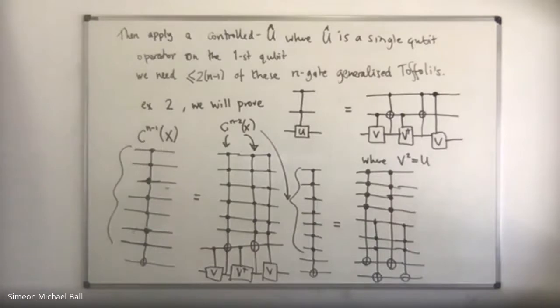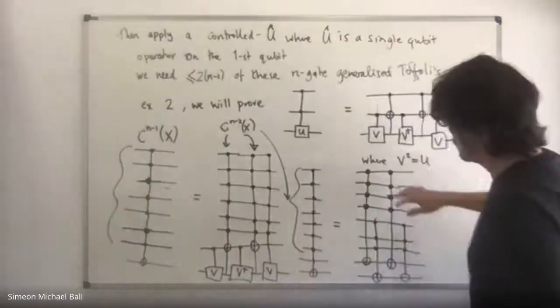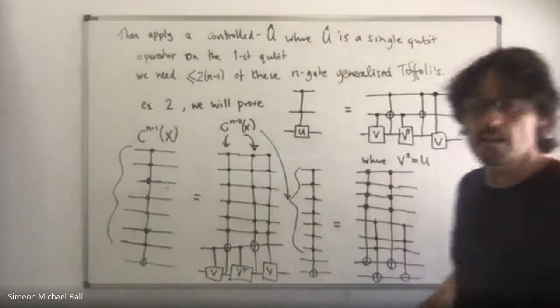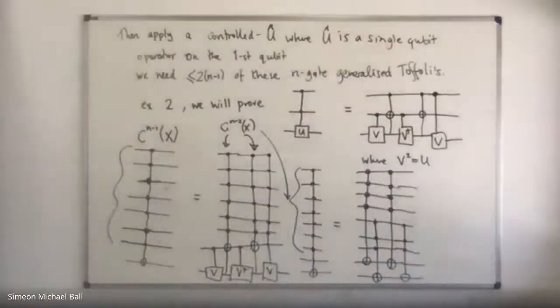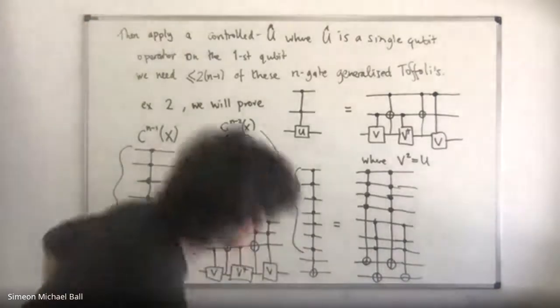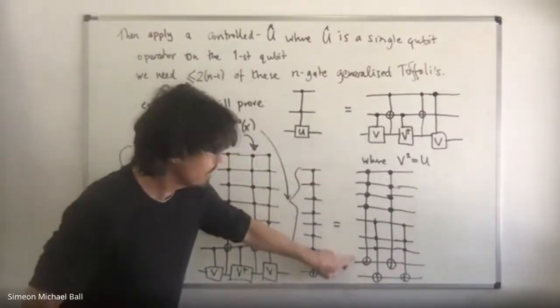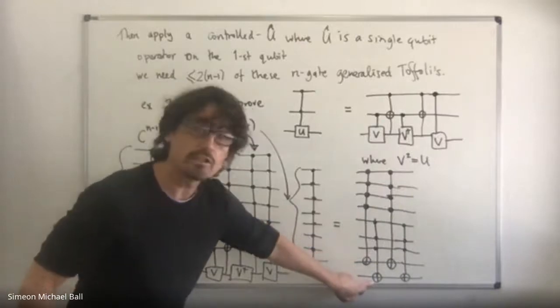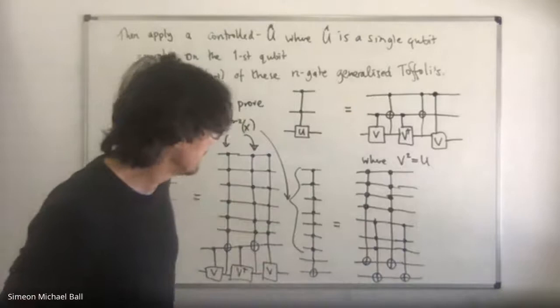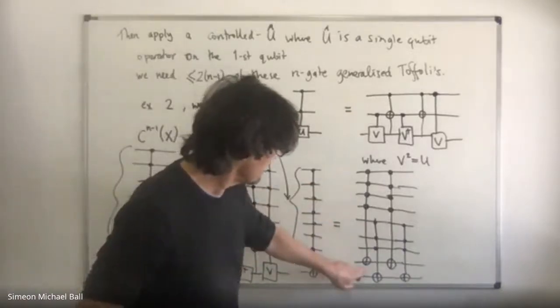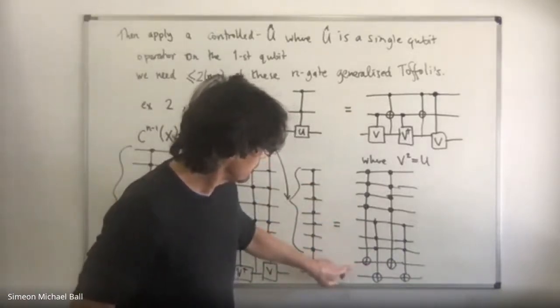And to prove that this works, you imagine first that everything is set. I think that's right. So imagine everything is set. What we're hoping is that if all of them are set, these n minus 2 are set, then this last qubit will get flipped. Okay, so that's the plan. If everything is set, then this one will get flipped.